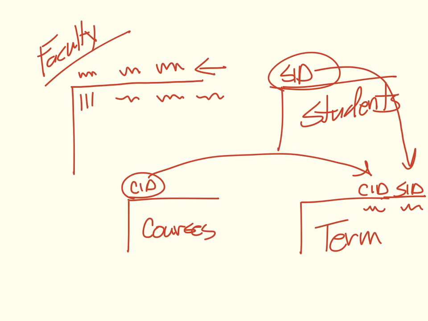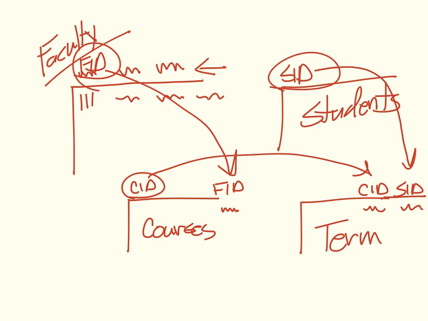Now you could even do the same thing. Maybe this is a faculty ID. You could put a faculty ID here, primary key, foreign key, and which faculty number here. So you could track which students are taking which courses when.